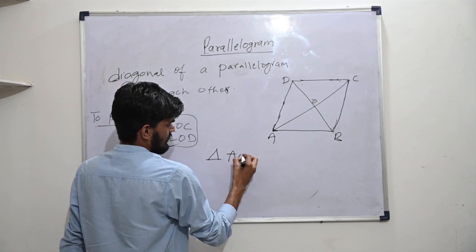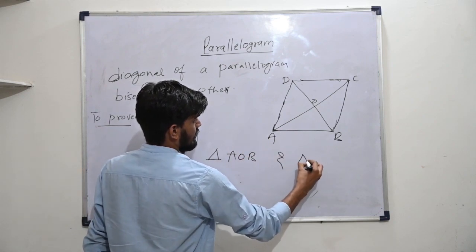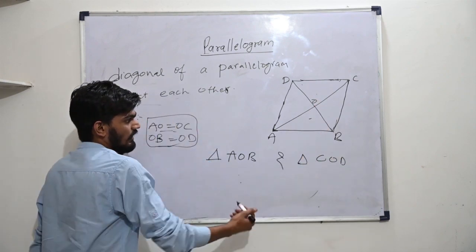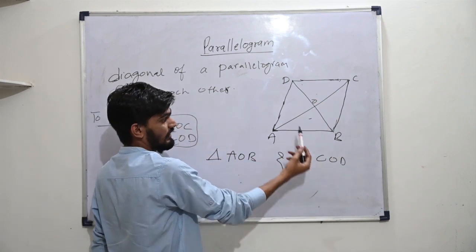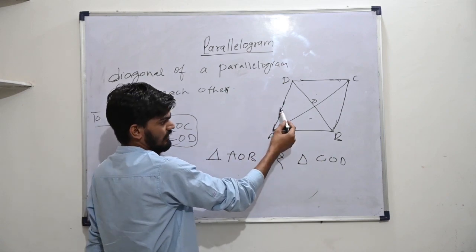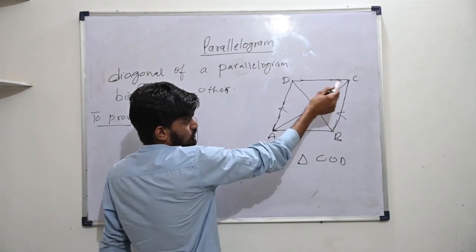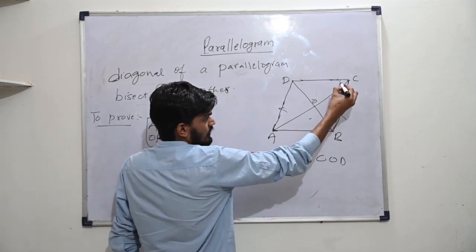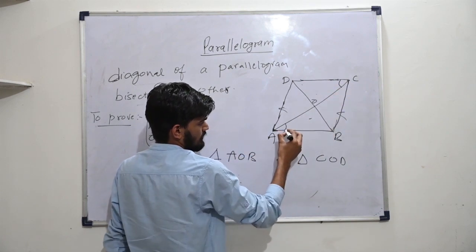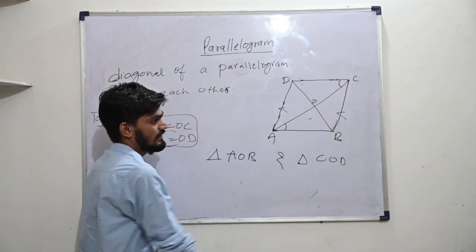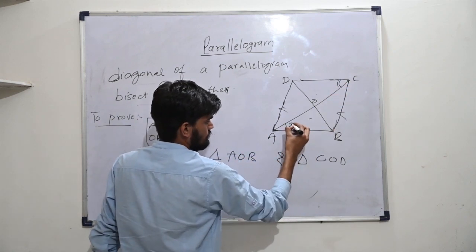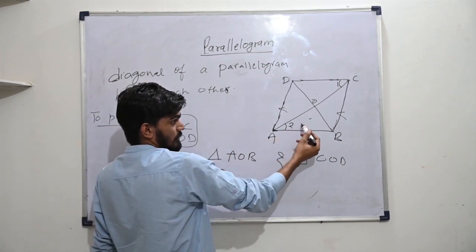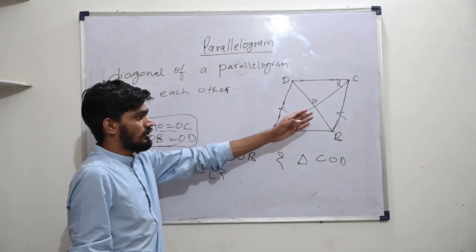Let's take triangle AOB and triangle COD, this and this triangle. In these two triangles, first of all we know that opposite sides of a parallelogram are parallel. This side is parallel to this side, so CD will work as a transversal line, and AB also. So angle DCA will be equal to angle CAB, let's say angle 1 and angle 2. Angle 1 is equal to angle 2, as they are alternate angles.